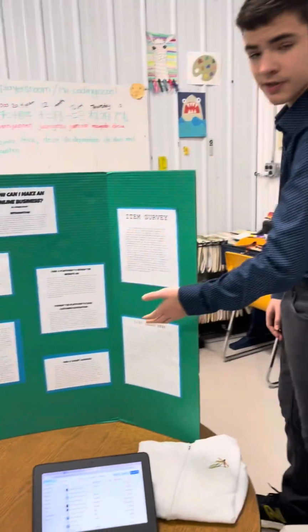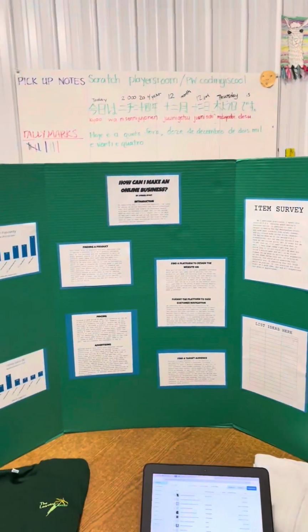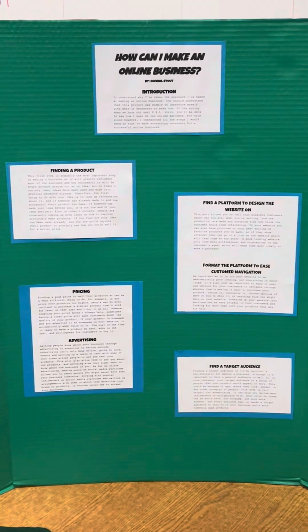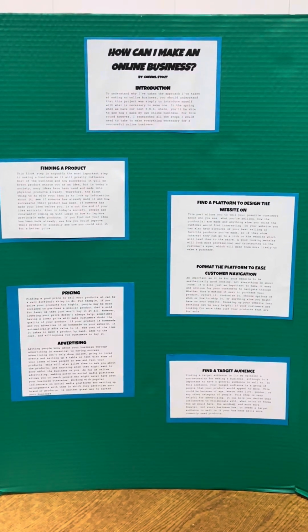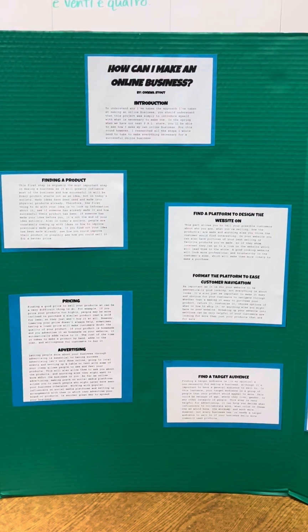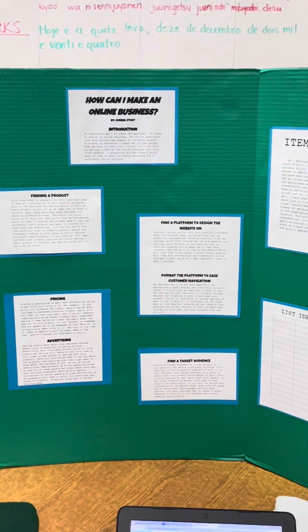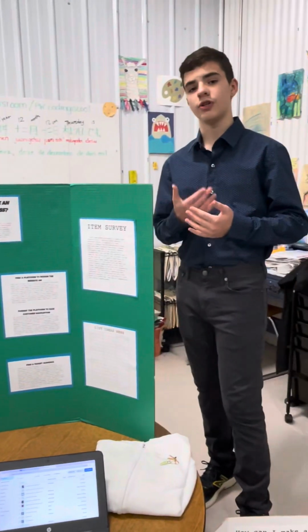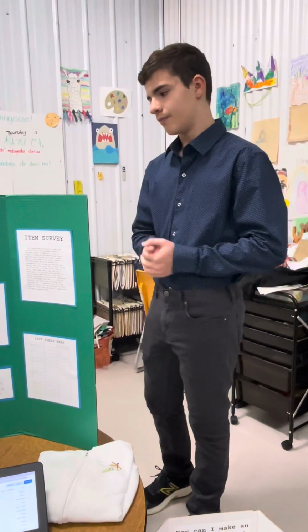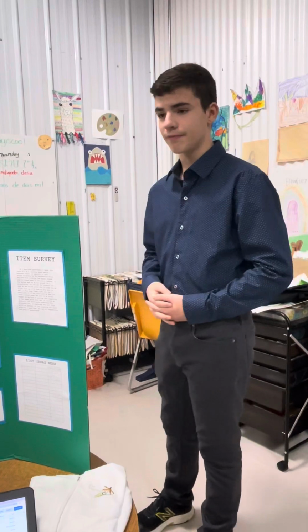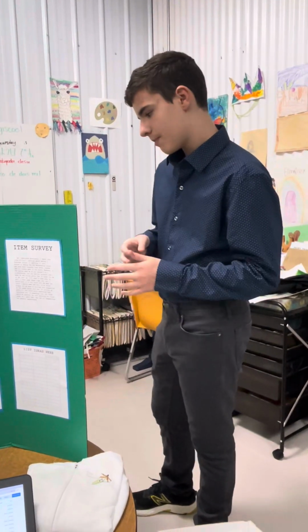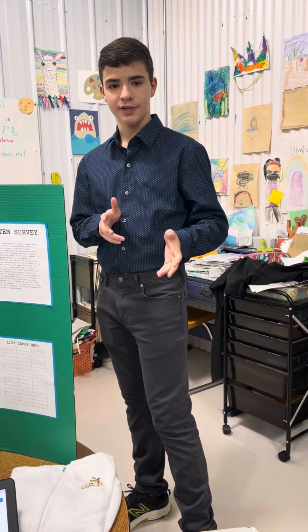So I have found that there are 6 steps in making an online business. The first one being finding a product. So this is gonna really shape the rest of your business, as it will decide kind of what your possibilities are gonna be when adding new items to what you already have. And then you could also go into retailing, which is a whole different story that I don't have time for tonight. And then the next step is finding a platform to design the website on.